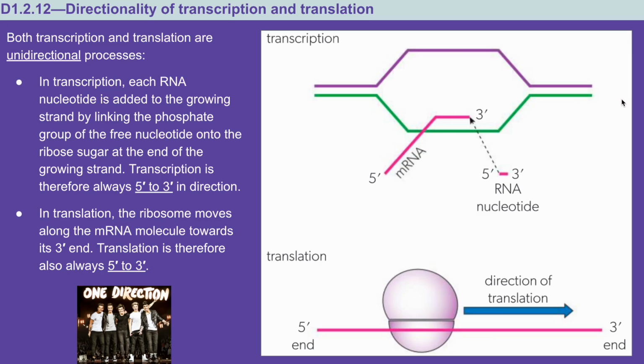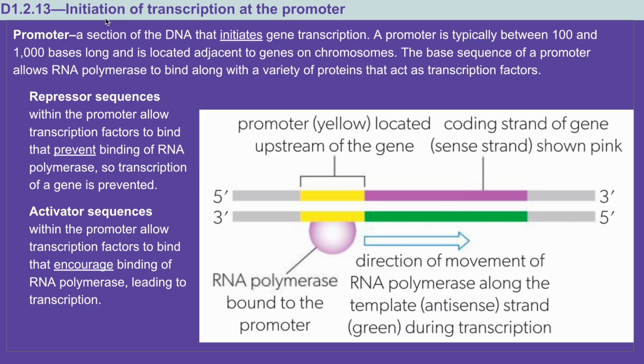Translation, it's the same, folks. 5' to 3'. We're going to see that the ribosome complex is going to move along mRNA codon by codon by codon in a 5' to 3' direction. Remember, DNA replication was also in a 5' to 3' direction. Let's discuss initiation of transcription at the promoter.